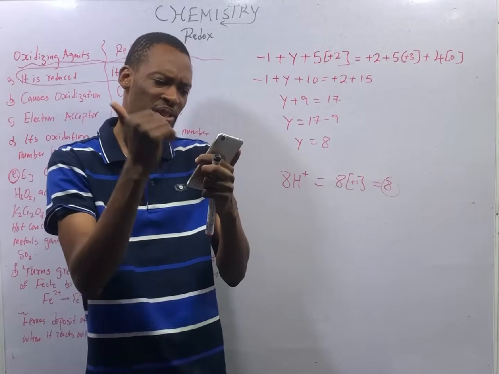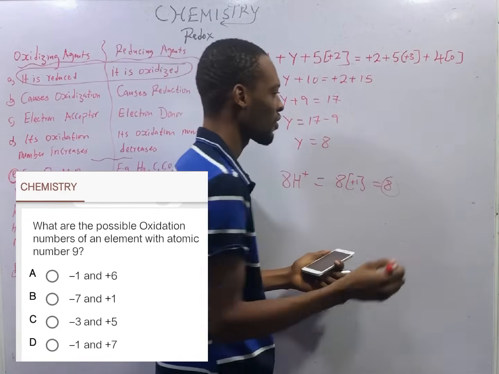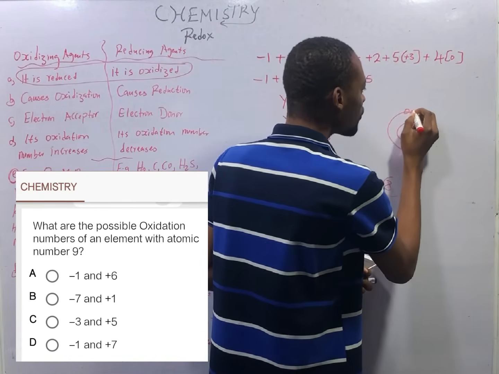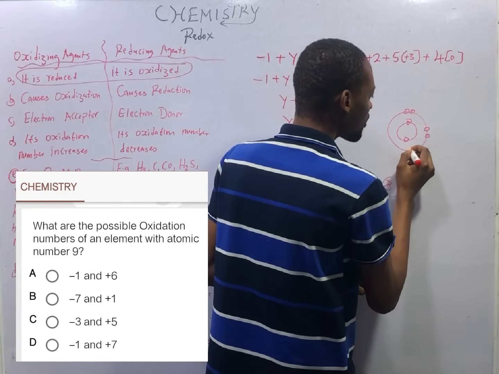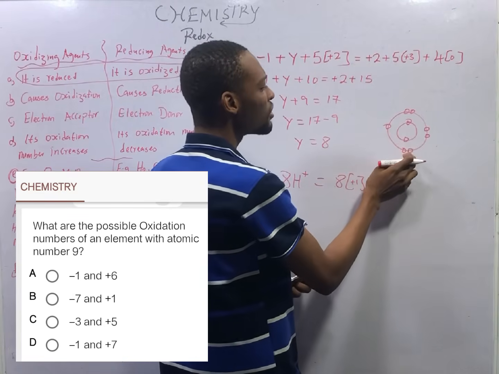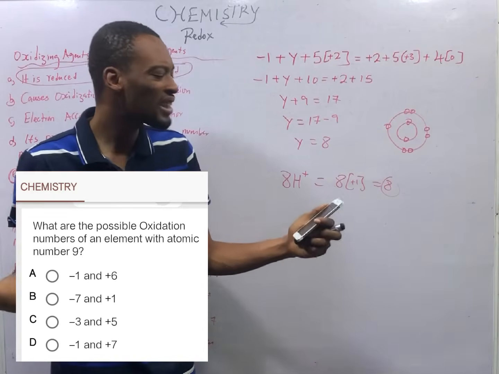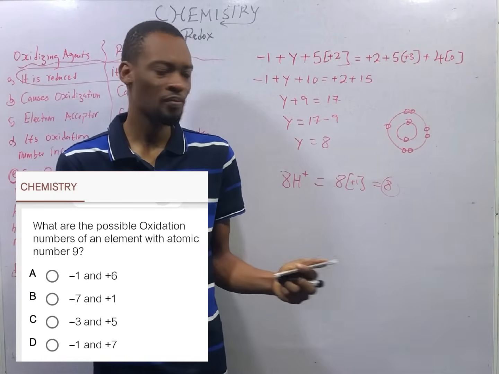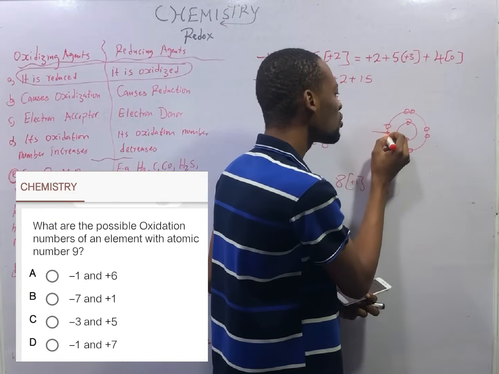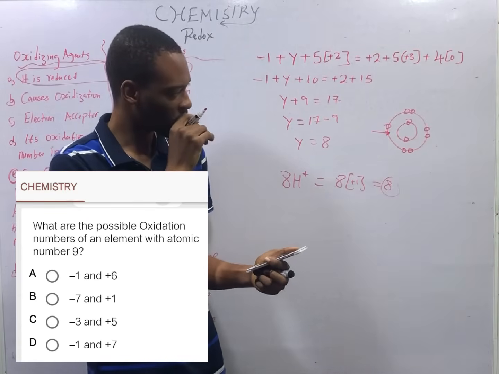What are the possible oxidation numbers of an element with atomic number 9? That is 1, 2, 3, 4, 5, 6, 7, 8, 9. Hydrogen, helium, lithium, beryllium, boron, carbon, nitrogen, oxygen, fluorine. This is fluorine, but we don't care what element it is. What we know about this element is that it needs 1 electron to complete the configuration. It has 7 in the outermost shell.